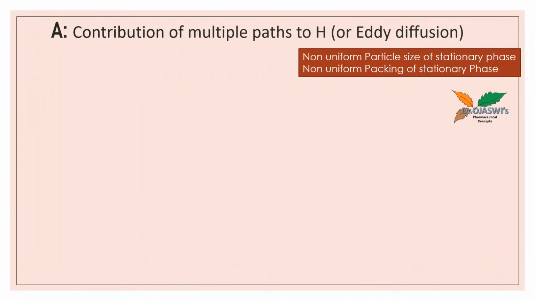Let us first look at the factor A, which is contribution of multiple paths to H. Now, what do we mean by multiple paths? These multiple paths for the solute molecules passing down the column could be because of two reasons. First, non-uniform particle size of the stationary phase, and second, non-uniform packing of stationary phase. This in detail we have discussed earlier in my video. So let us quickly see this.